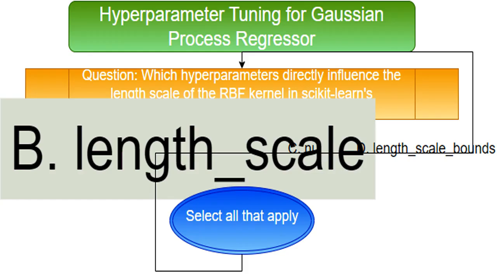That's because the lengthscale parameter appears directly in the RBF kernel formula. It's in the denominator of the exponent, controlling the decay rate of the kernel's output. It's the length scale.